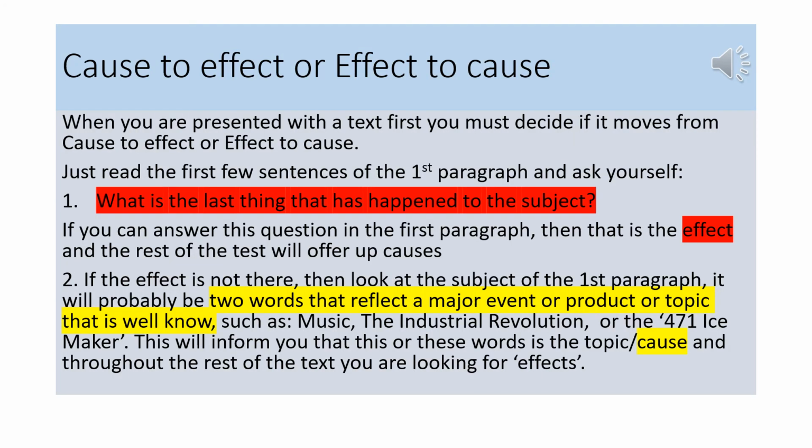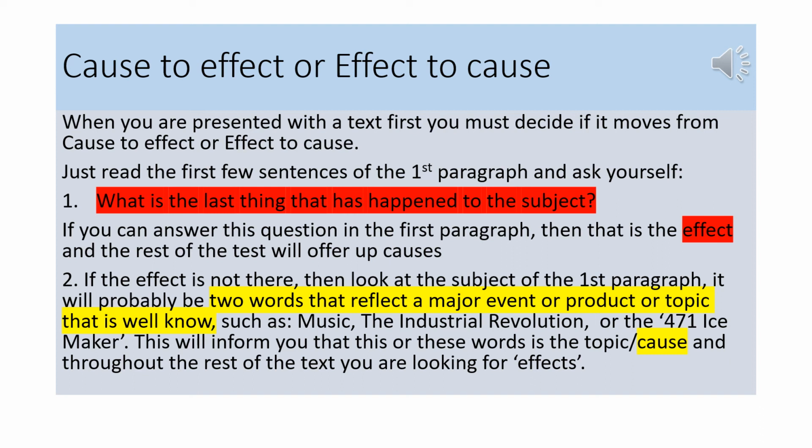That's all. So here's the trick, or the tip that everybody loves to hear: this is how you decide whether it's cause to effect or effect to cause, and you just usually have to concentrate on that first paragraph. When you are presented with a text, first you must decide if it moves from cause to effect or effect to cause. All you have to do here is just read the first few sentences of the first paragraph and ask yourself, what is the last thing that happened to the subject? In that first paragraph, the first 2 or 3 sentences, they're going to introduce the subject, obviously, and you're going to have to discover if they talk about the very last thing that happened to it or not.